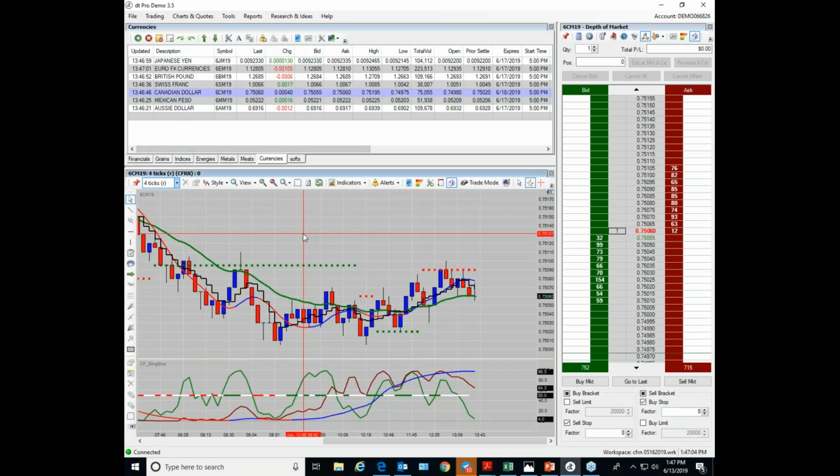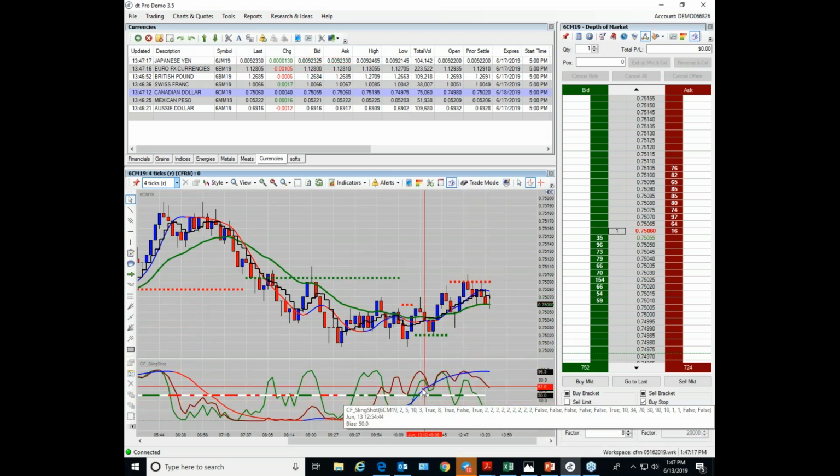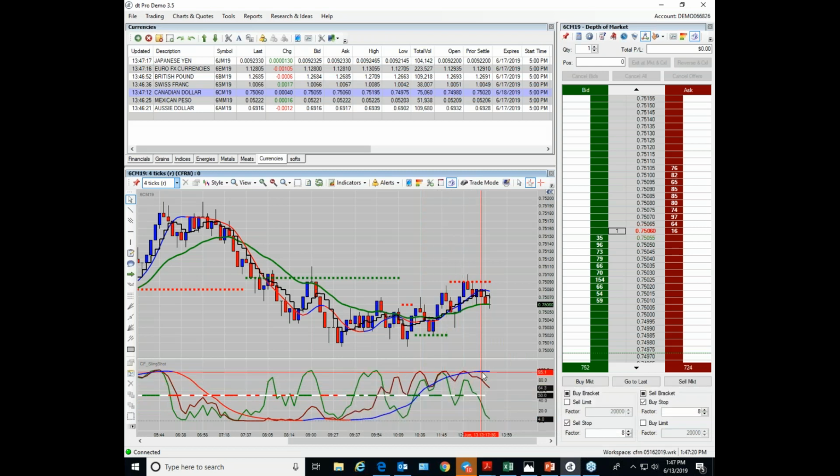Canadian dollar, interesting one. Okay, we had the bullish cross here. This is the first pullback to the BBC. We have bullish divergence here. Okay, the green line is under the blue. A lot of variables here on this one.